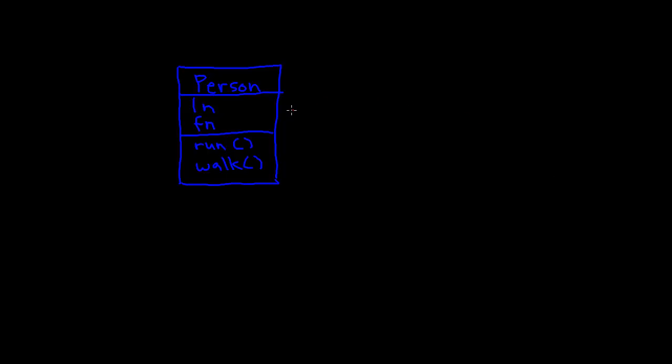And then at runtime, what's going to happen is from the person class, we're going to kick out an object. Objects we kind of draw as circles, just for representation purposes. So here's a person object. And the person object that we create is going to have a last name, a first name, and a run method and a walk method.